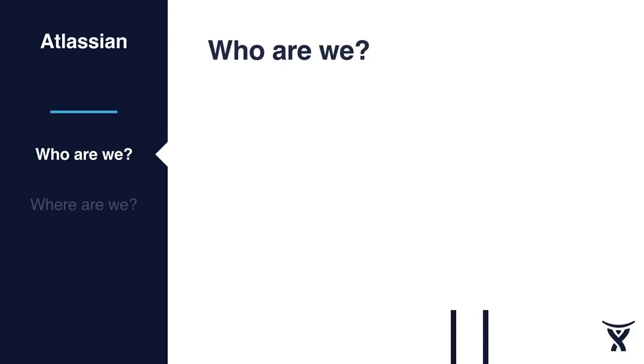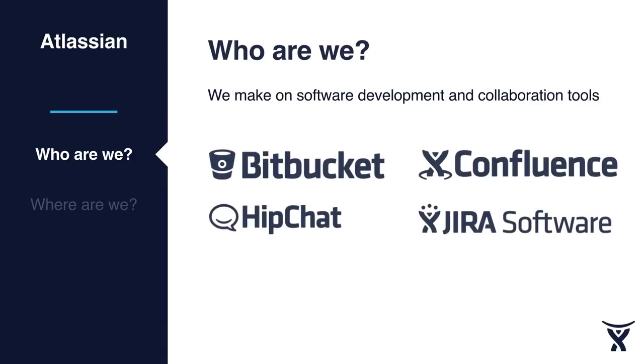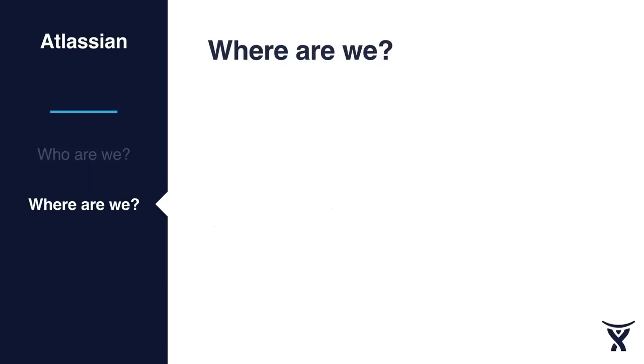So for those of you who are unfamiliar with who we are, we make software development and collaboration tools for both on-premise and in the cloud. Here is a bit of our portfolio. We make Bitbucket, which is the Git solution for the enterprise, Confluence, which is team collaboration software, HipChat, which is instant messaging and chat for teams, and Jira, issue and project tracking for teams. And through some recent acquisitions, we acquired a company called StatusPage, which monitors your page status, as well as Trello for creating project boards.